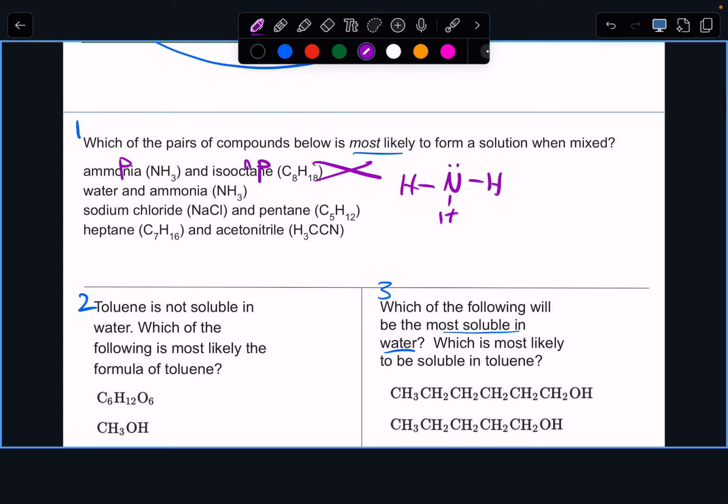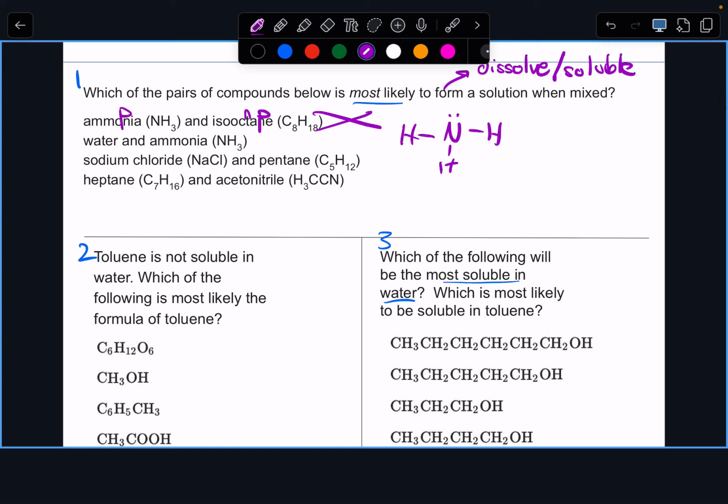So when it says, will they form a solution, that means will the solute dissolve, or another way of saying that is be soluble. Okay, water, which is polar, and ammonia, which is polar, yes, those guys are going to form a solution. We see this all the time because ammonia is a common cleaning solution, and you definitely don't use it as just ammonia. It's diluted into water.